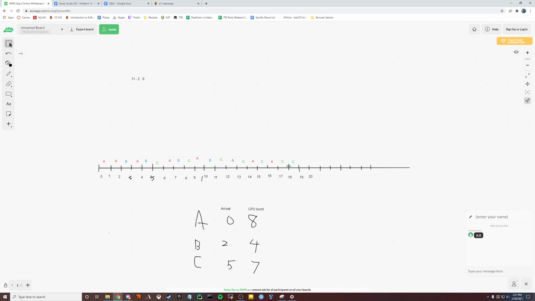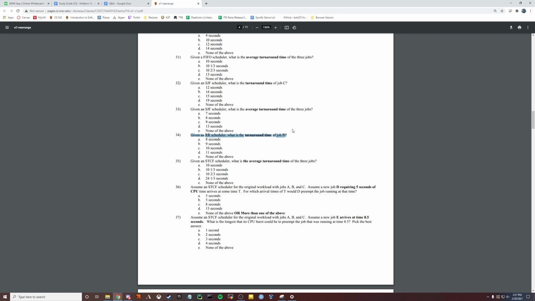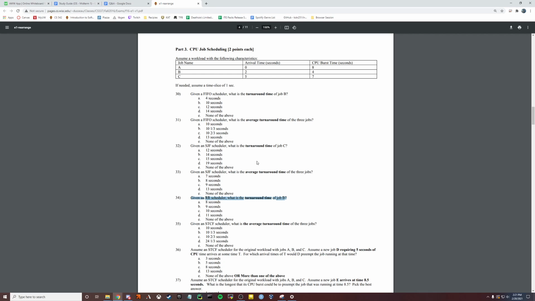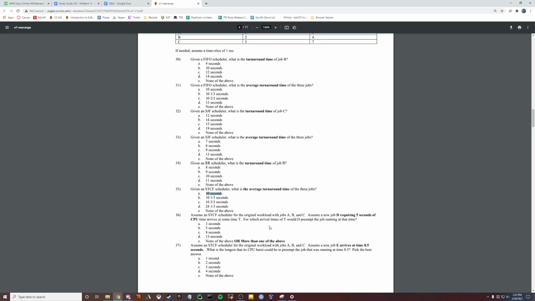It arrived at 5, but it didn't start until 12 once A was done. So it ends 7 seconds later at 19, but it has a total turnaround time of 14. So we got 12 plus 4 plus 14, which is 30. Divided by 3 is 10, so 10 seconds. Yep, that is A, so A for 35.